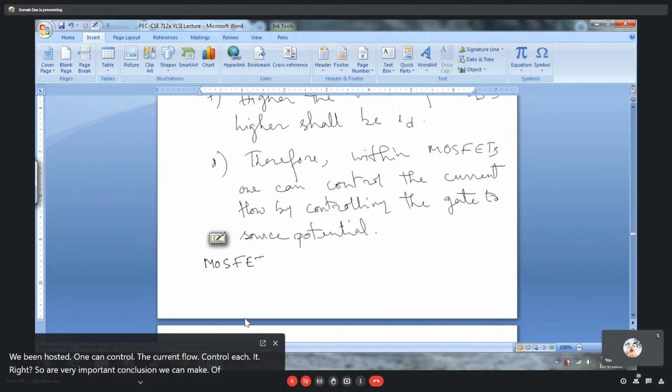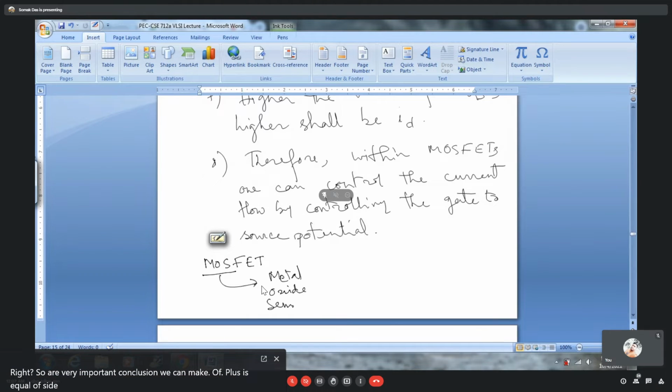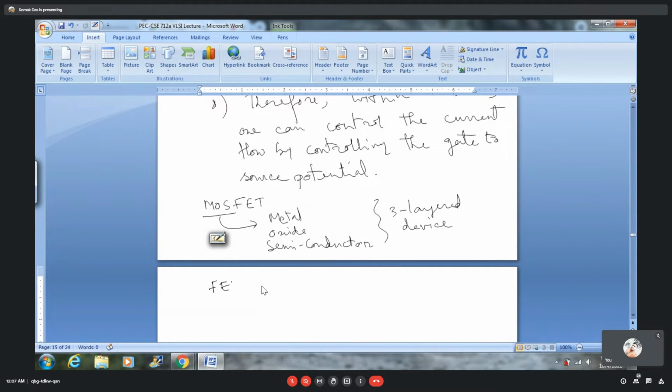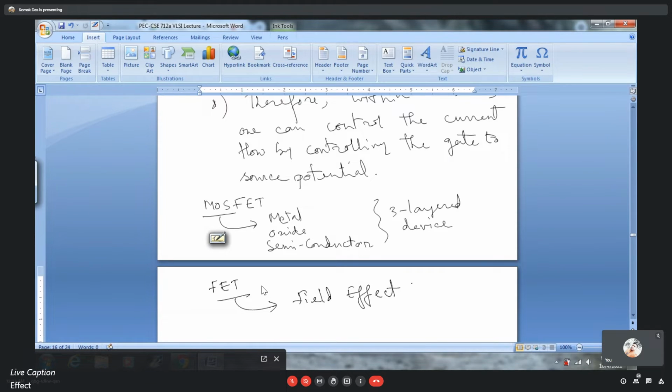MOSFET, the first is three terms: metal, oxide, semiconductor. The three-layered device. Then FET, field effect transistor.